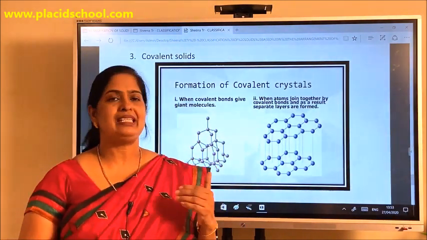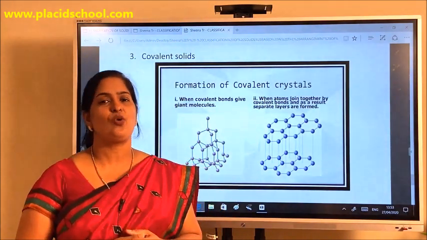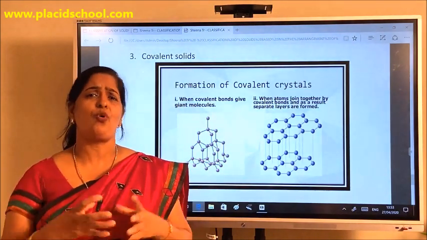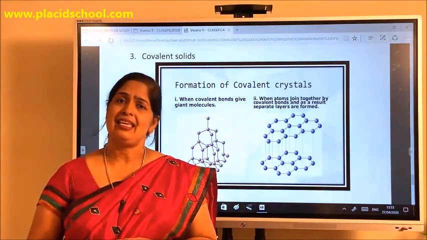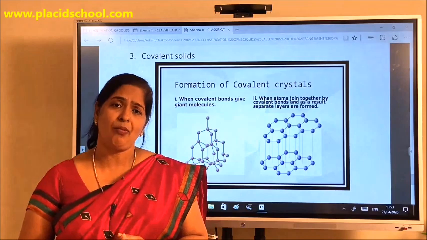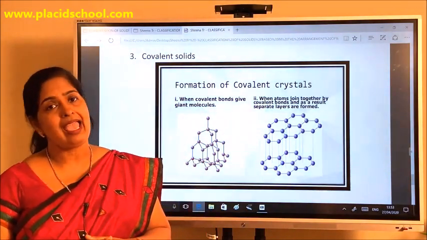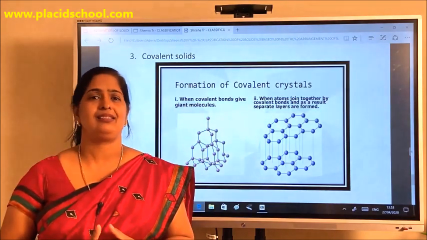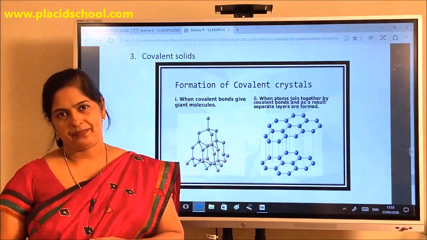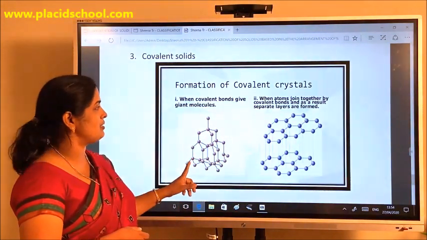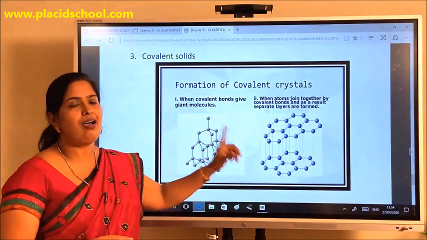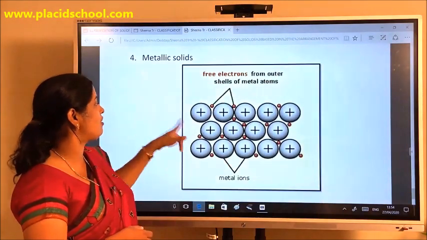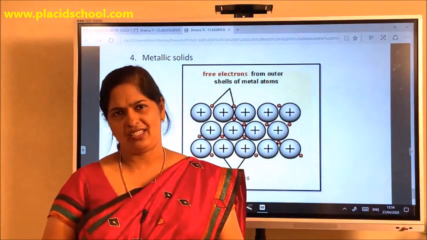So, let me tell you once again the characteristics of covalent solids. First one, they are very hard because strong covalent bonding is seen between the particles. Second one, because of this strong covalent bond, they have high melting point and boiling point. And the third characteristic is intermolecular force of attraction between the particles is covalent bonding. Now we are moving on: this is diamond, this is graphite. Both are covalent solids.